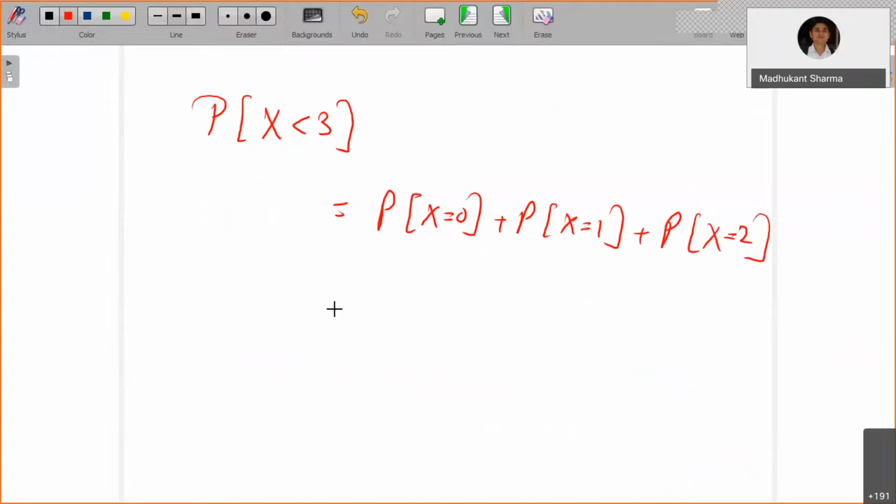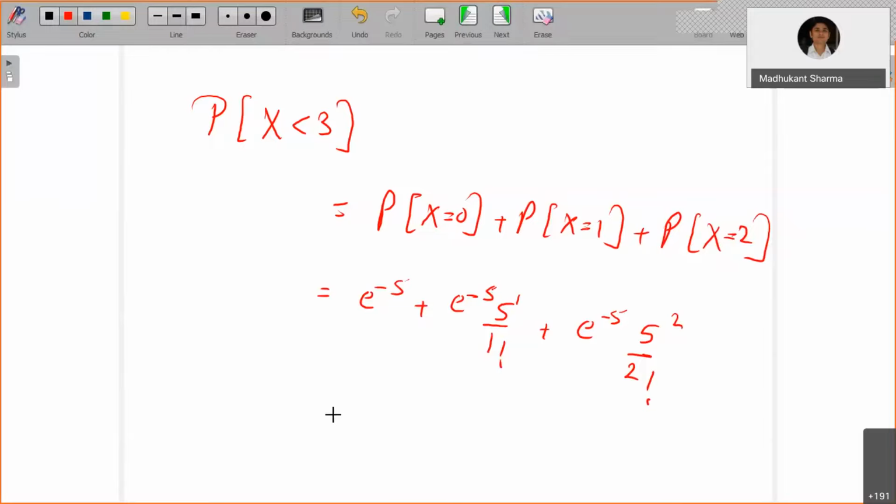So that you can fill in: e to the power minus 5, plus e to the power minus 5 times 5 to the power 1 by 1 factorial, plus e to the power minus 5 times 5 square by 2 factorial. So you can get that approximated number, but it will be possible.